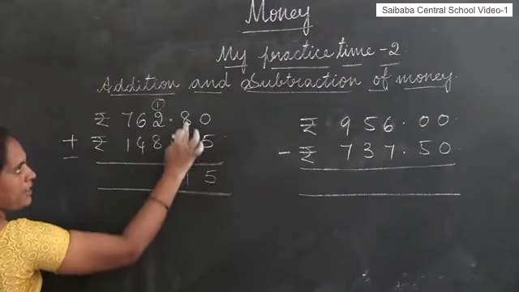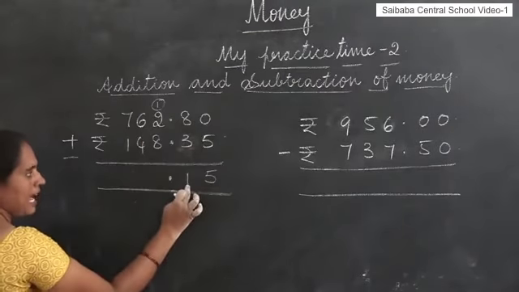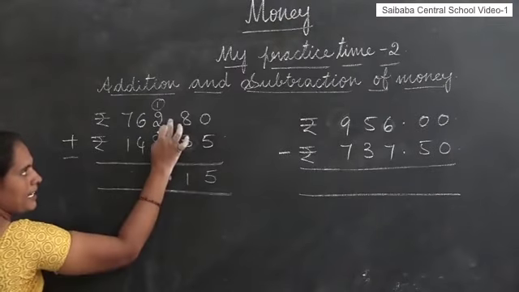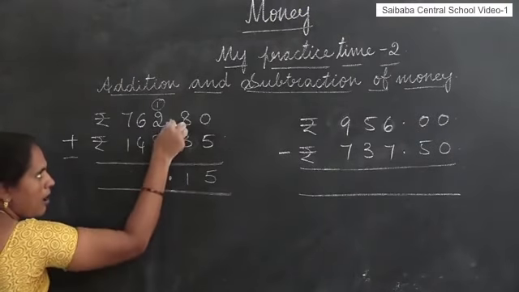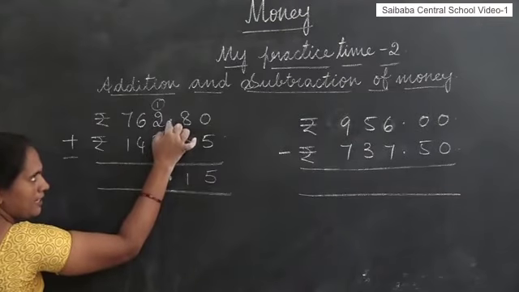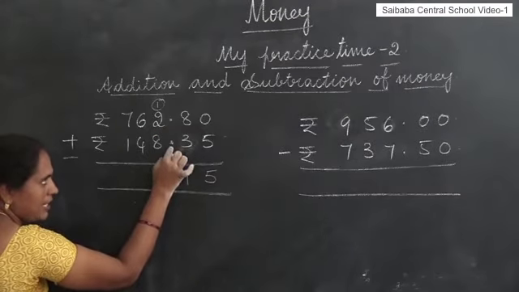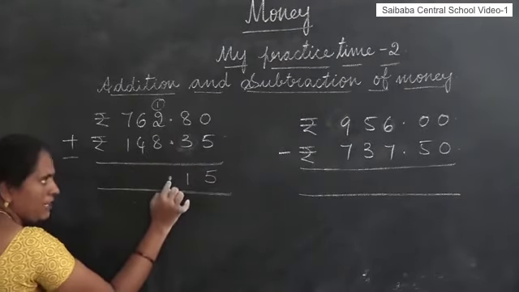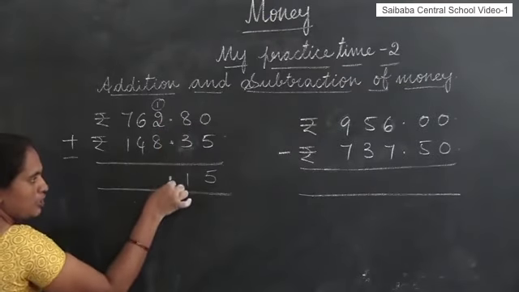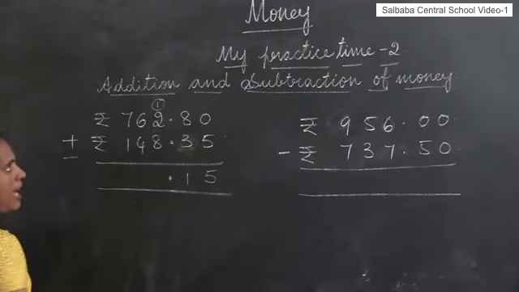0 plus 5, 5. 8 plus 3, 11. Carry write in the next place, 1 write in the same place. And here we are seeing a point. See, all these points should come one below the other. Here is the point, below this point we are seeing another point, and below this point we have to keep one more point. All these points should come one below the other.